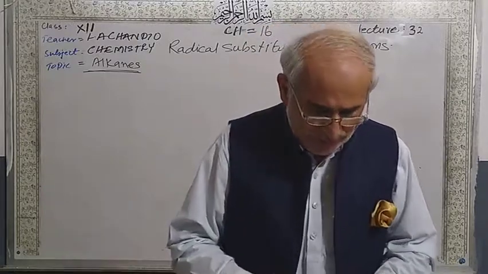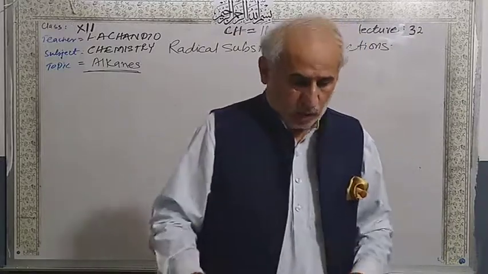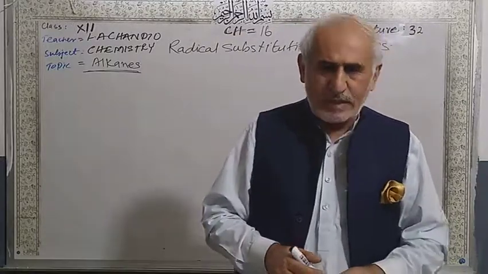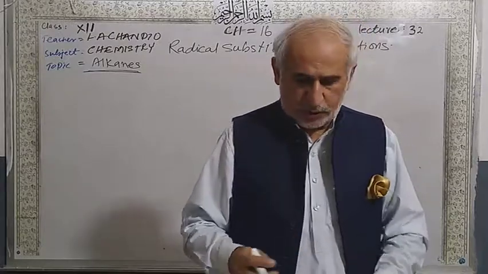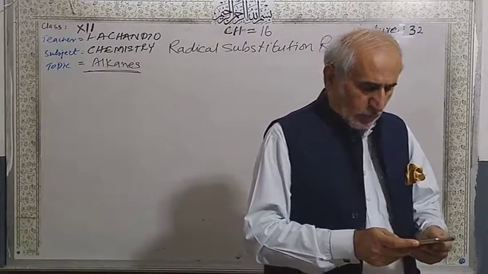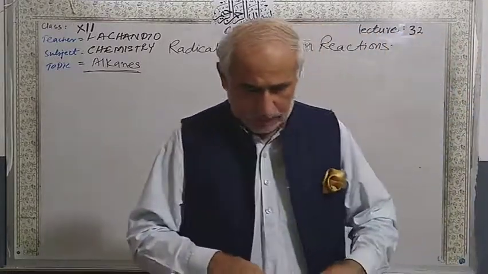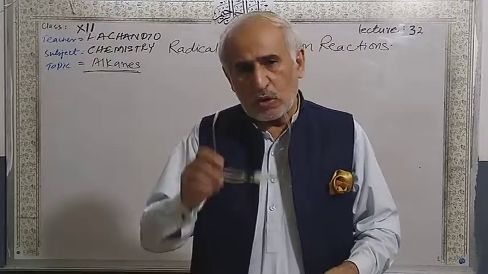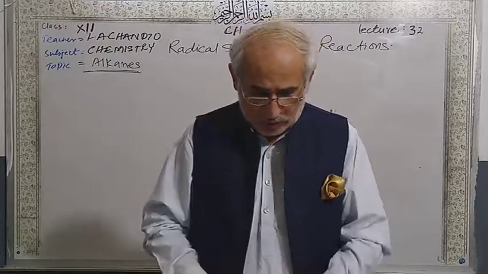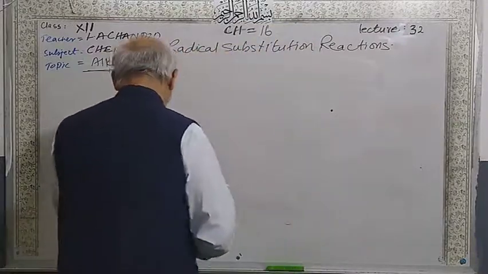When reaction mechanisms are described, we use the curly arrow. There are two types of curly arrows: one is a half curly arrow, and the other is called a full curly arrow. How do we know when the half curly arrow is used and when the full curly arrow is used? In the previous lecture, I told you about this.